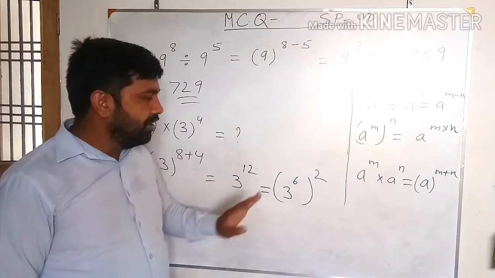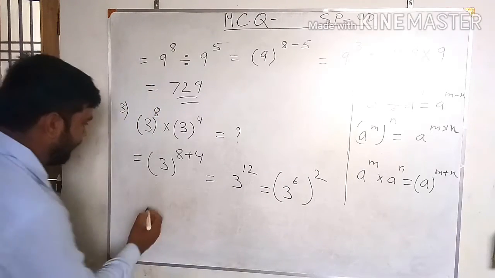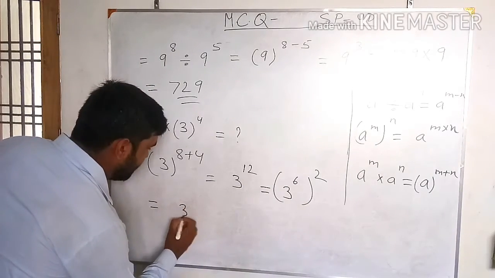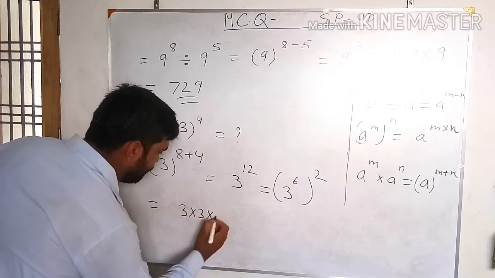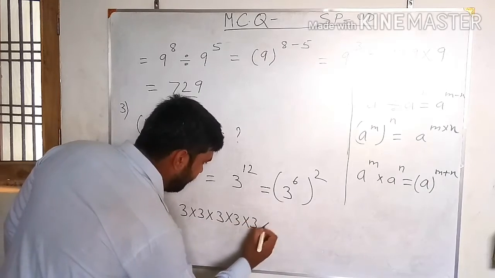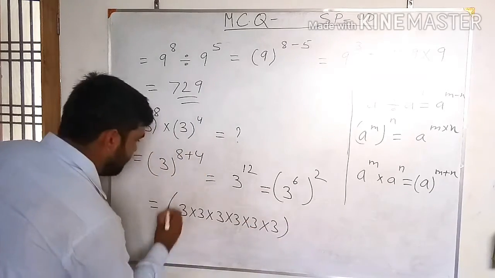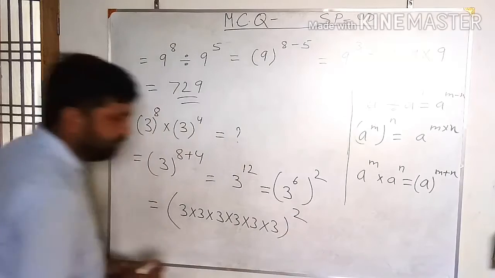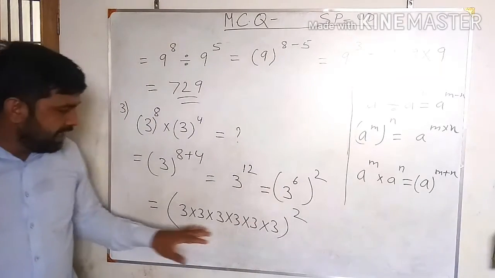But what is the value of 3 to the power 6? That we do here. So when you are going to find the value of 3 to the power 6, it means 3 multiplied 6 times you have to do. 1 2 3 4 5 6, that is the base, and the power is 2. 3 to the power 6 means multiply the base.